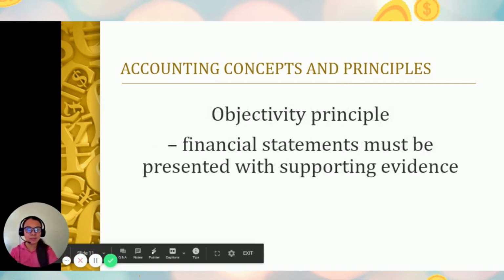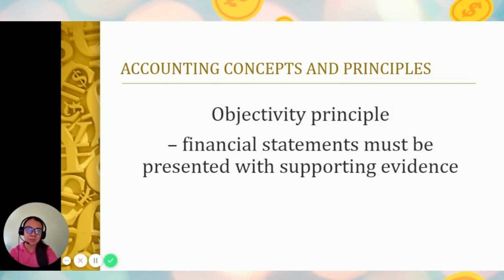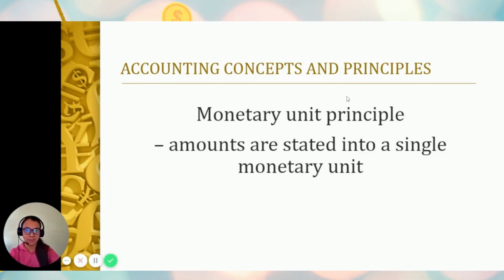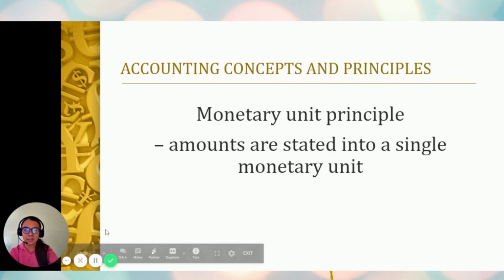For objectivity principle, financial statements must be presented with supporting evidence. It could be done by using supporting accounting documents. So let's say when a customer paid in your restaurant for their order, you should have a copy of the receipt to represent as evidence.